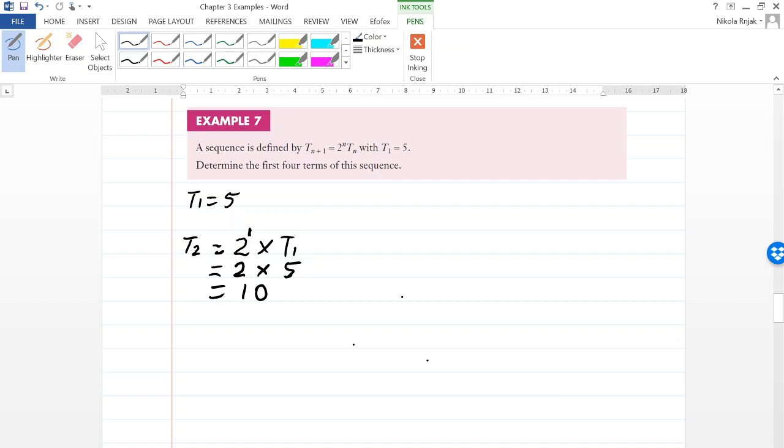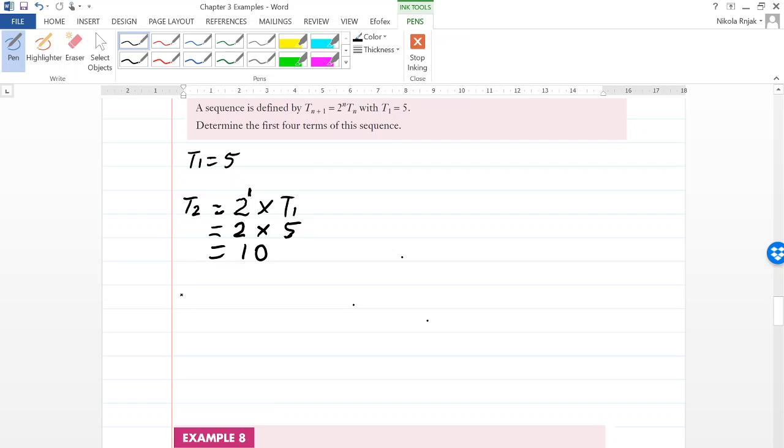All right, let's do term 3 next. So we're saying that term 3 is the next term in the sequence, and therefore the current term is term 2, which is 10. So the next term is equal to 2 to the power of the current term number, which is 2, multiplied by the current term, T2. So this is equal to 4 times T2, which is 10, which is equal to 40.